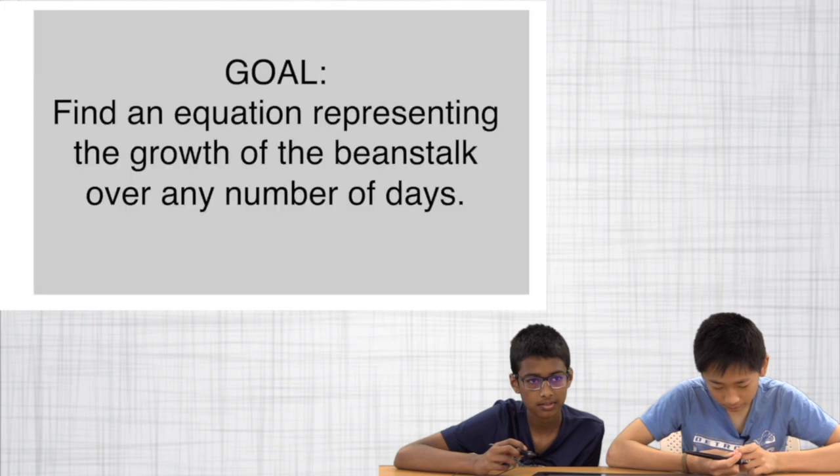In the previous lesson, Josh and Arabindo explored the growth of their beanstalk, whose height increases by a factor of 3 each day, using a timeline. In this lesson, students will employ this knowledge to find an equation representing the growth of their beanstalk over any number of days. But first, Josh and Arabindo will review the relationship between the height of their beanstalk and the passage of time by creating a timeline.